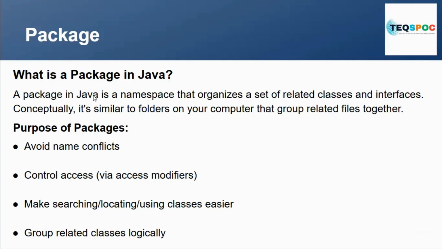In a computer we have drive A, drive B, drive C. Inside the drives, we have different types of files. Those are like packages. So it is very easy to search, locate, and use the classes, and we can perform group-related activity.